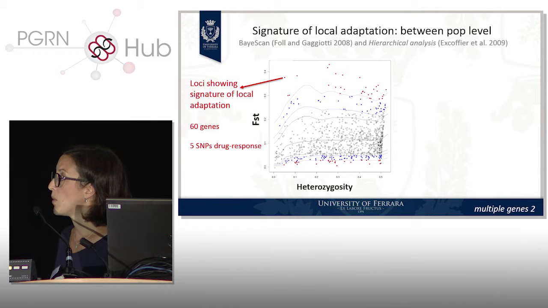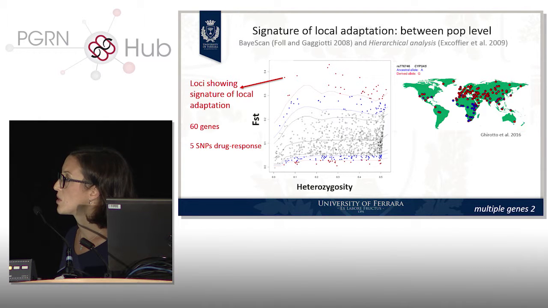But then when we looked into this gene, most of these variations were intronic, and only 5 SNPs were linked to drug response. So we are still analyzing the data, but we concentrated our first attention on this CYP, 5 SNPs involved in drug response. The pattern that you observe when there is this local adaptation is something like this. You have one SNP very frequent in some population and exactly the other variant that increases very much in frequency in the other region of the world.